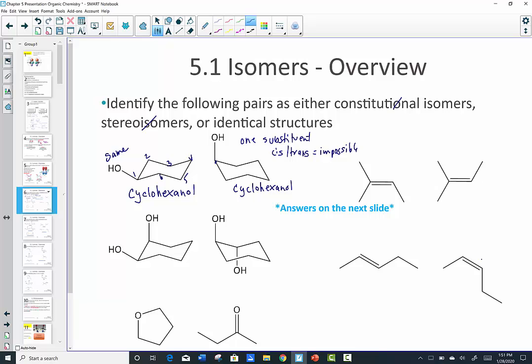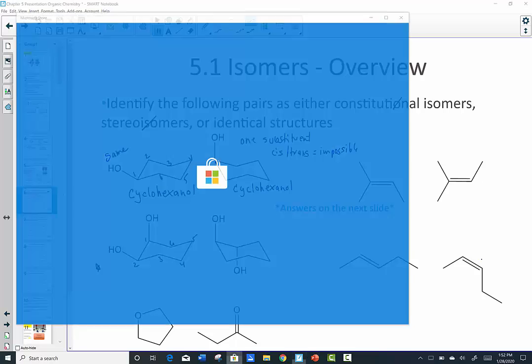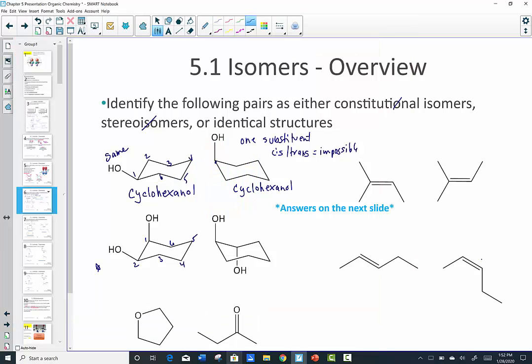Let's go down to this particular one. Let's see what we have now. I have 1, 2, 3, 4, 5, 6. There's 6 carbons in that ring. On carbon 1 and carbon 2, we have a hydroxyl group. So I see right now 1, 2, and then in terms of the location of those alcohols, we're going to call that cyclohexanediol.